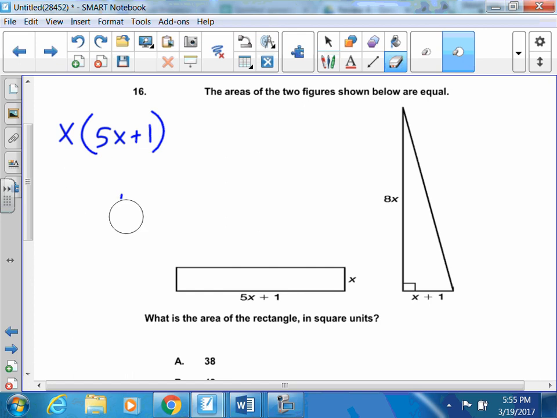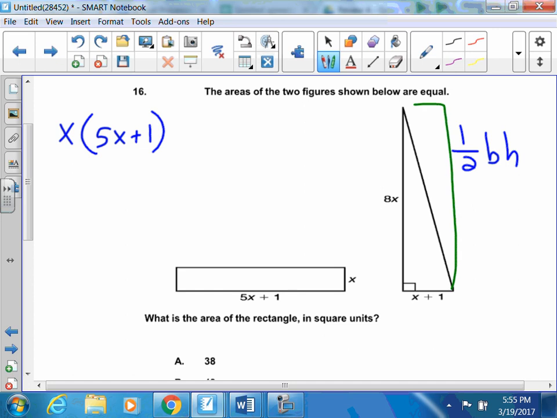Now the formula for area of a triangle is 1/2 base times height. So we take half of the base. Base is x plus 1, and the height is 8x. And the reason we do half base times height, just so you know, is a triangle is basically half of a rectangle. Okay, and how would you find the area of the rectangle? You would do base times height, but it's half, and that's why we have to have the half in there.